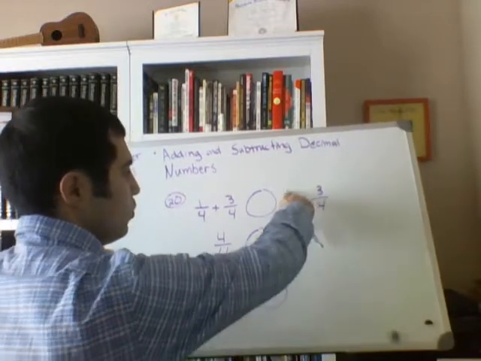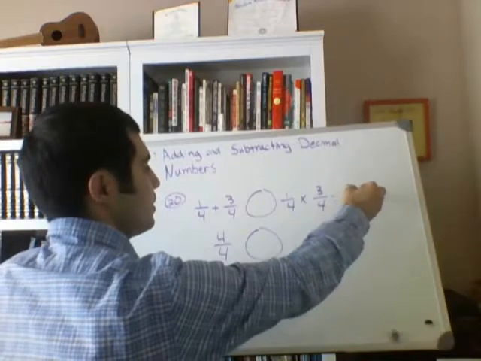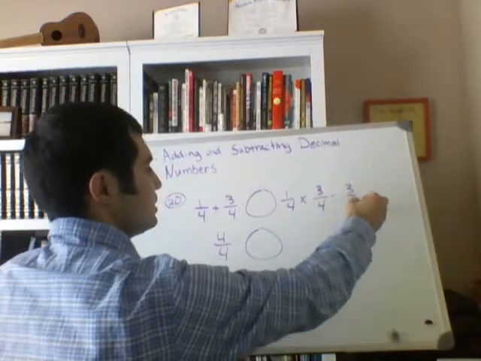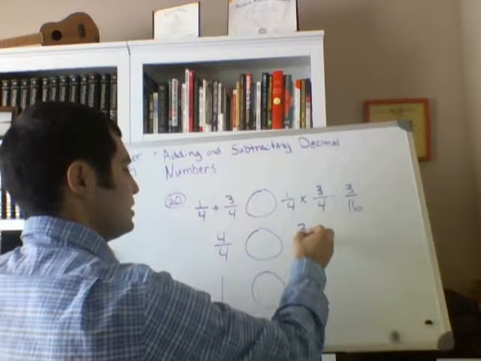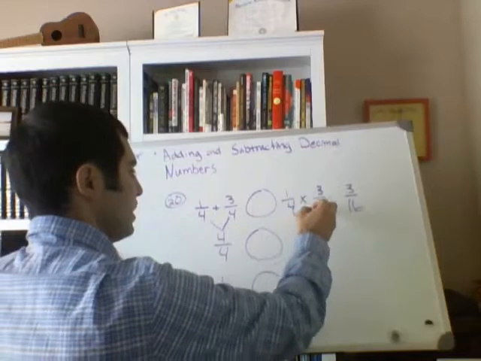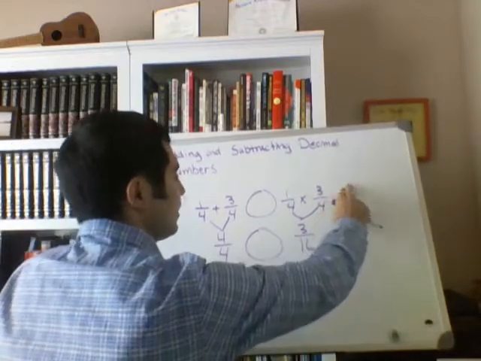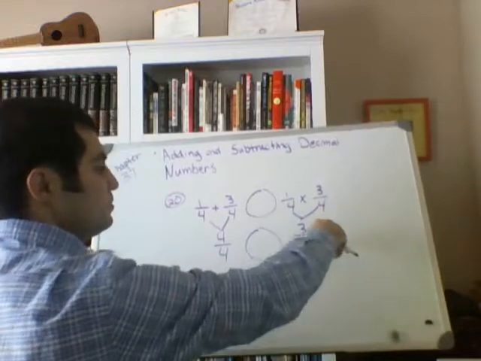Now let's do this. 1 times 3 is going to equal 3. 4 times 4 is going to equal 16. Okay, so 3/16. I'm combining those two to get 4/4. I'm combining those two to get 3/16. I only did it to the side there so that you remember to multiply straight across.